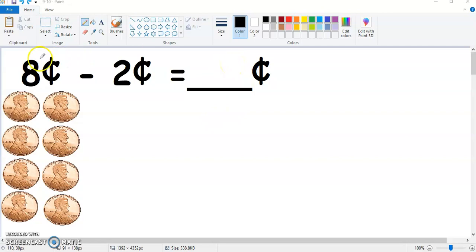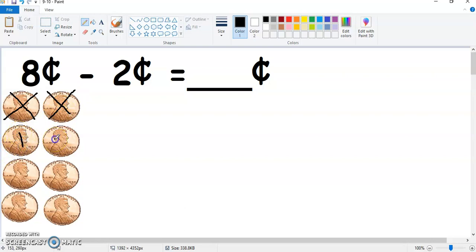So let's go ahead and look at this number sentence and let's read it. 8 cents minus, take away, 2 cents equals how many cents left over? So here we have 1, 2, 3, 4, 5, 6, 7, 8. We have 8 cents in all. Here we see that number, 8 cents in all. And we're going to take away 2. So let's do that. 1, 2. Now we're going to ask ourselves, how many are left over?